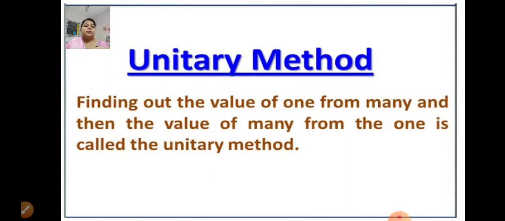value of many from 1, means first of all we will go from many to 1, then again from 1 to many. Okay, but the first time many will be given to us, will be given in the question, and from many we will find out the 1, and then from 1 to the required many, whatever is asked in the question. Okay, so from many to 1, then 1 to many.